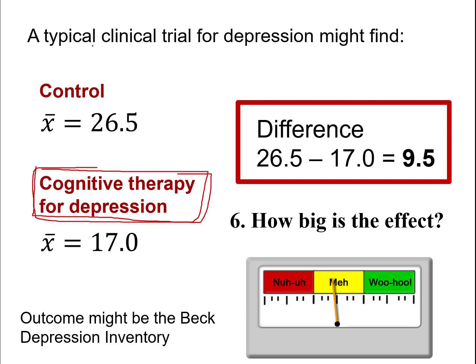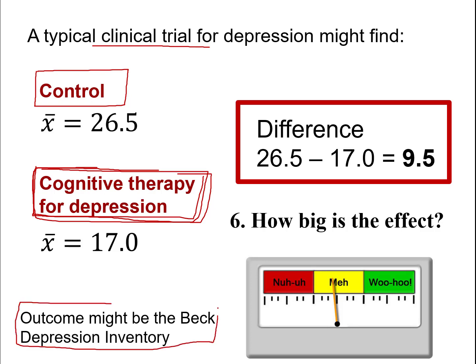So the researcher would conduct a clinical trial, that is an experiment, where we get a sample of people who are experiencing depression, and some of those people are randomly assigned to a treatment group and they receive cognitive therapy for depression, and other people are randomly assigned to a control group and they receive no treatment. And then at the end of the study, we assess their levels of depression. One common way to assess depression is to use an instrument called the Beck Depression Inventory, which is a questionnaire. It has several questions on it that ask about different types of depressed feelings, and people rate the extent to which they feel depressed on the Beck Depression Inventory.